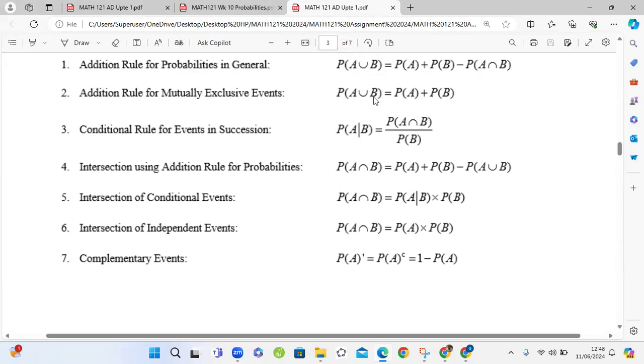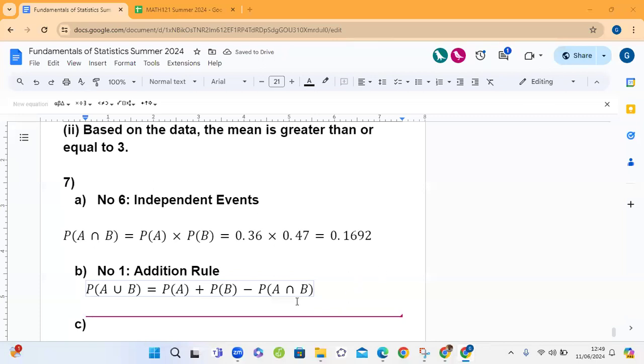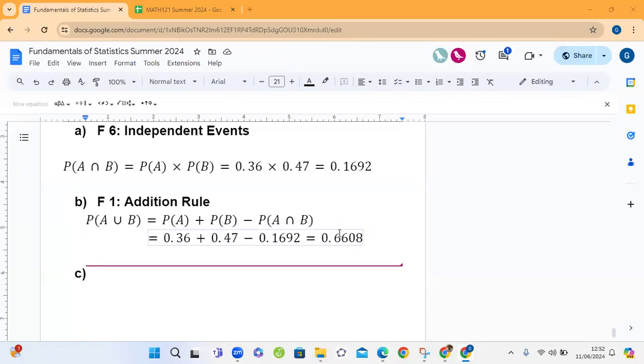Mutually exclusive events do not have an intersection, as you can see. Our problem has an intersection because we just calculated it. So we have to use formula number 1. So here's formula number 1, and we simply substitute the values into the formula to work out the union. So here we have substituted the values, and the answer is 0.6608. Let's go to part C now.